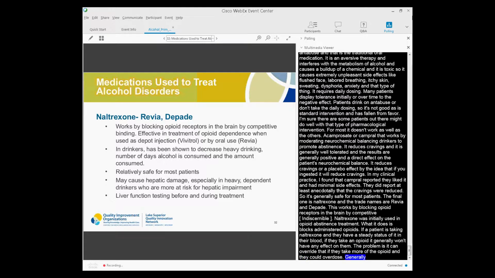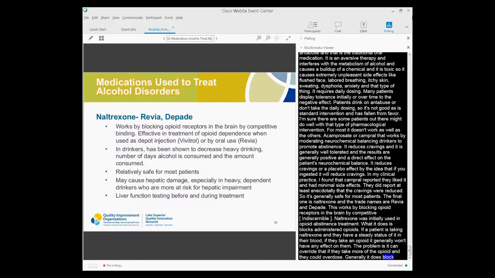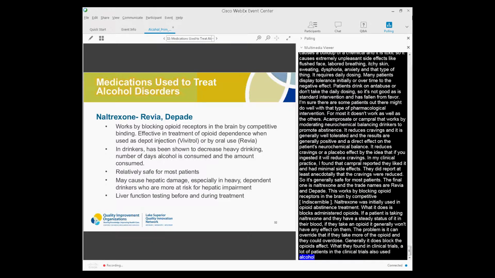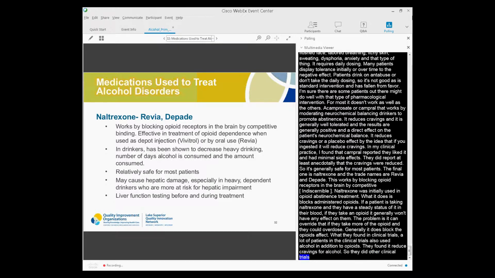What they found in researching this is that in clinical trials, a lot of the patients also used alcohol in addition to opioids, and they found that it reduced cravings for alcohol. And so they did some other clinical trials that focused on reducing the craving to drink, and it has been shown to decrease heavy drinking, number of days alcohol consumed, and the amount consumed. So it can be given for alcohol use, it can be given orally.